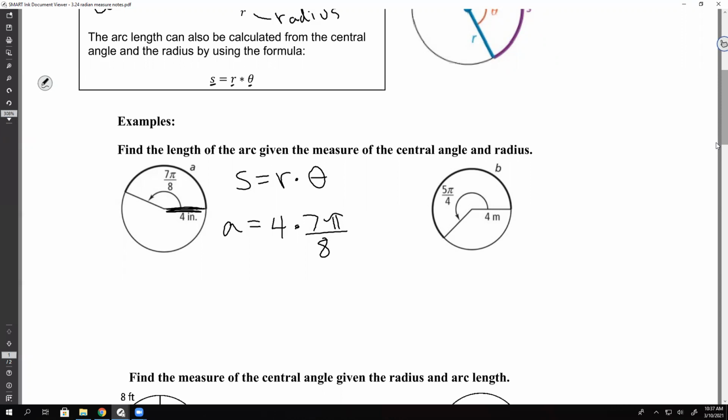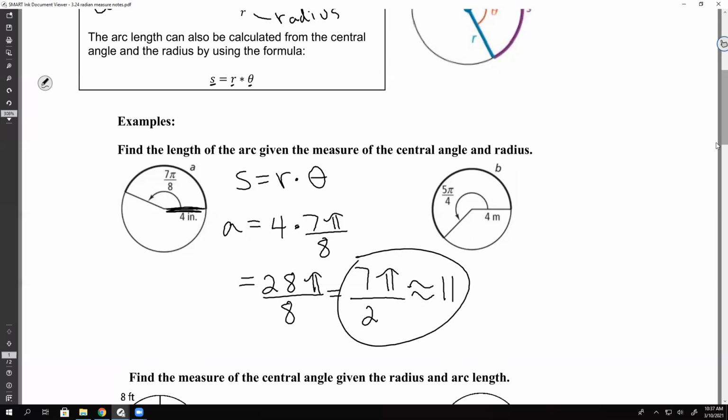I'm going to do 4 times 7, which is 28. So we have 28 pi over 8, and then you have to reduce that. 28 and 8 can both be divided by 4, so 28 divided by 4 is 7, and 8 divided by 4 is 2. So it's 7 pi over 2. If you wanted this in terms of decimals, 7 times pi divided by 2 gives 10.99, so it's about 11.